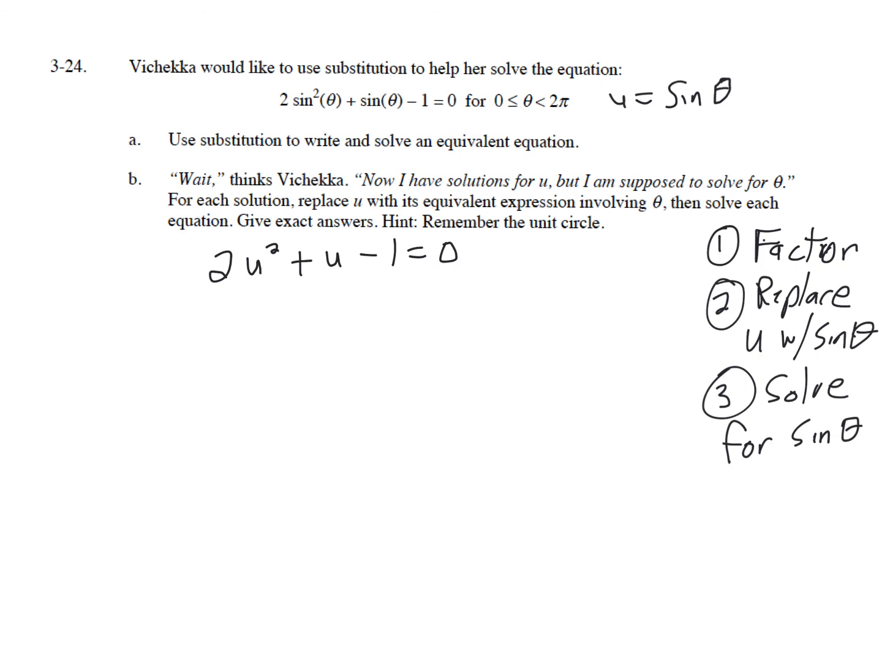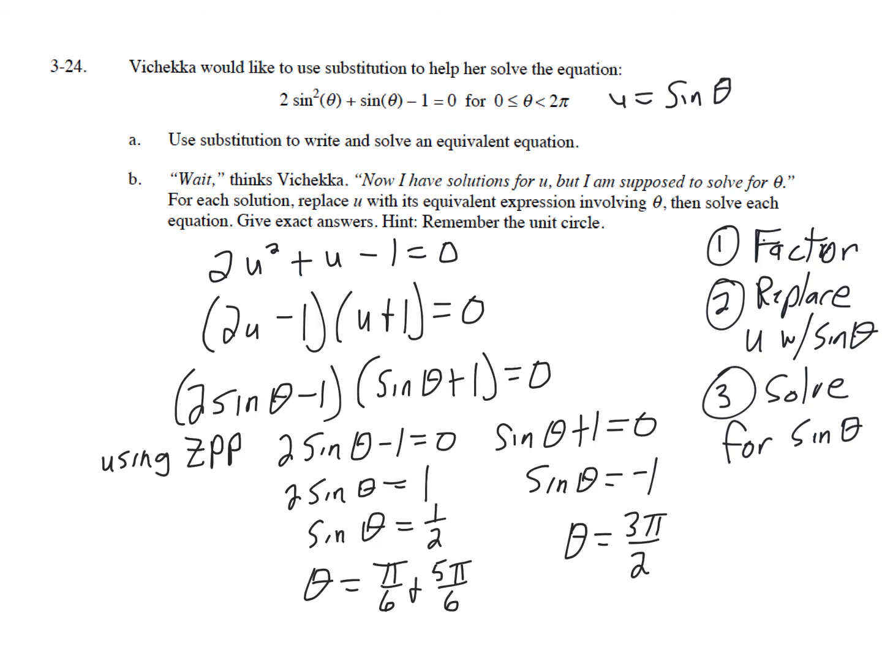So pause now. Welcome back. So I factored 2u squared plus u minus 1 into 2u minus 1 times u plus 1. Then I replaced u with sine theta. Using my zero product property, either 2 sine theta minus 1 has to equal 0, or sine theta plus 1 has to equal 0. Then I solved for sine theta.